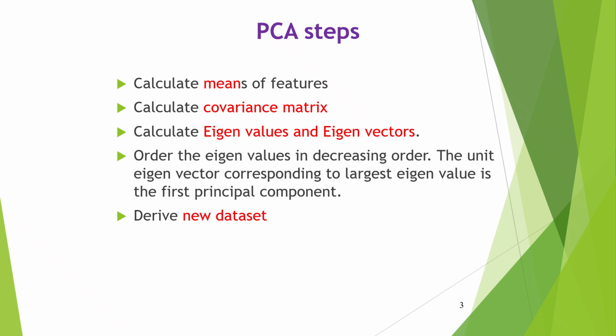What are the steps of PCA? First, we need to calculate the means of the features. Then we have to find the covariance matrix. And then we have to compute eigenvalues and eigenvectors. After finding the eigenvalues, we need to order them in decreasing order. The unit eigenvector corresponding to the largest eigenvalue is the first principal component.